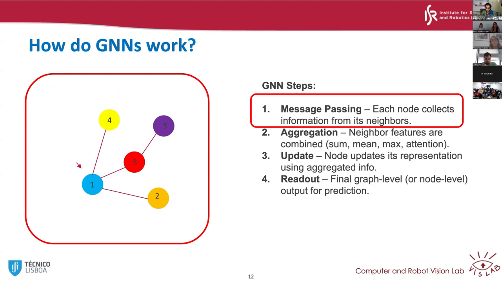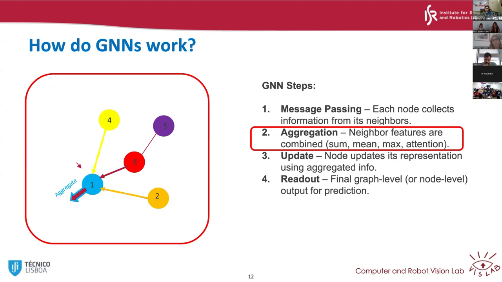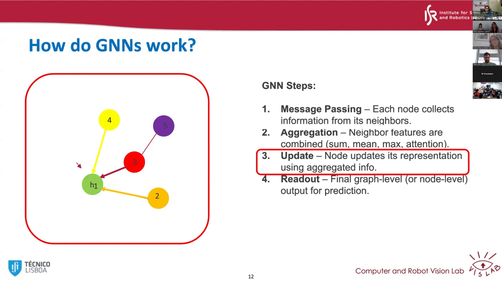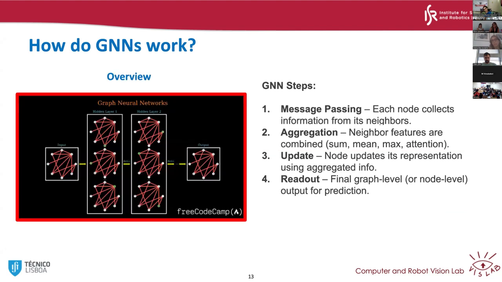So here we are focusing on node 1, and node 1 will receive the information from node 4, from node 3, and from node 2. Then it will aggregate the information of the neighbors and update the information with the information of 4, 3, 2, with node 1 itself, and then we update the information of node 1 with the information of its neighbors.